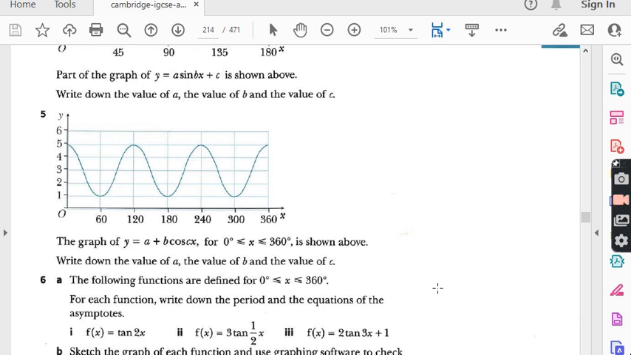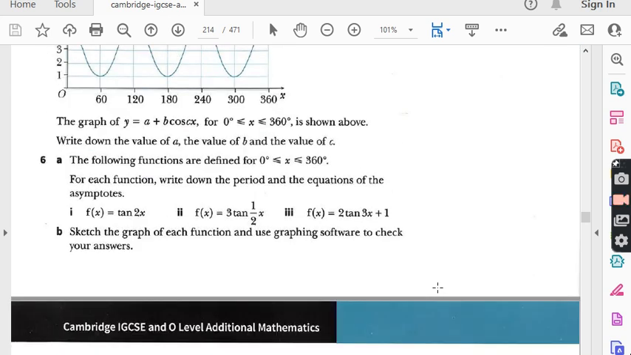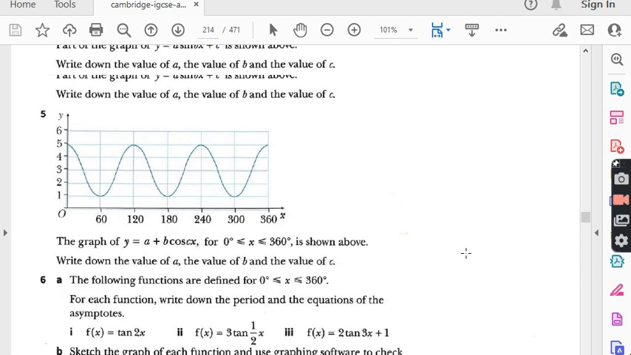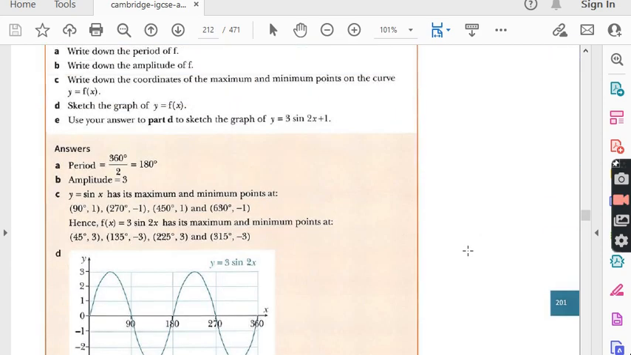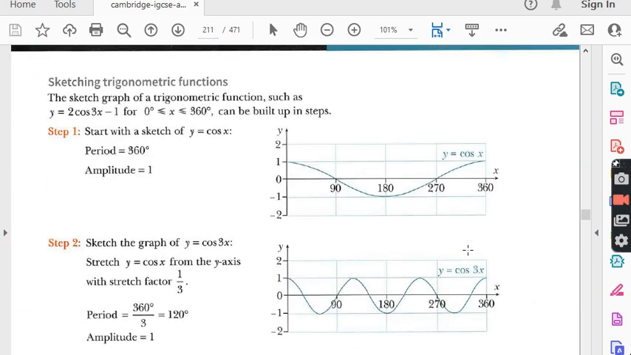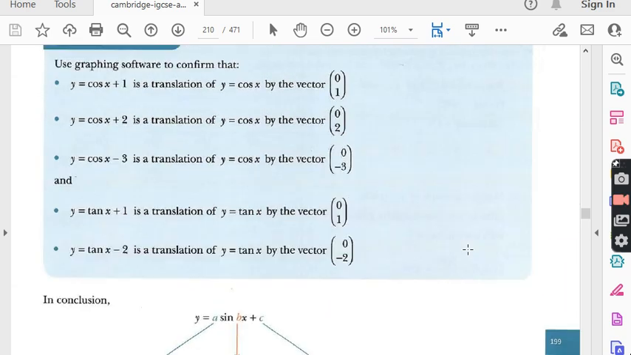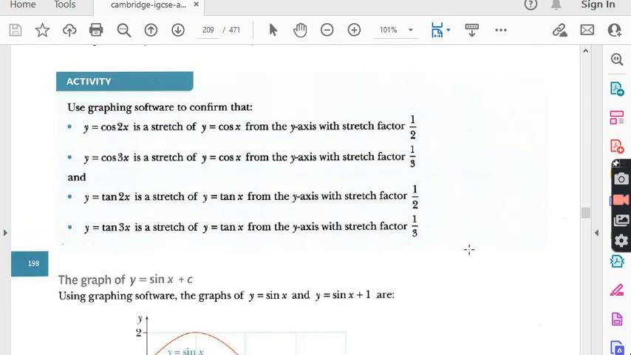But question number 6 is related to the third trigonometric function, that is tangent, and now we will practice how to draw the graph of tangent x, what the period of tangent is, and what the asymptote of tangent is. So first we will do some theoretical work. We will read one page about the tangent graph, then we will start question number 6.